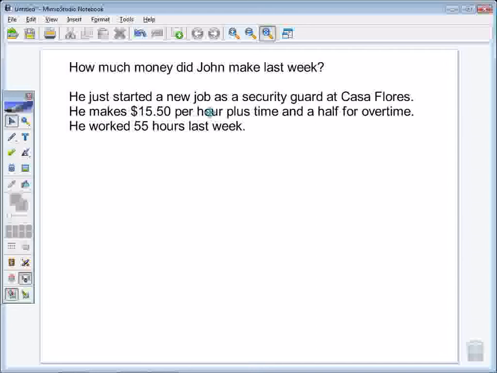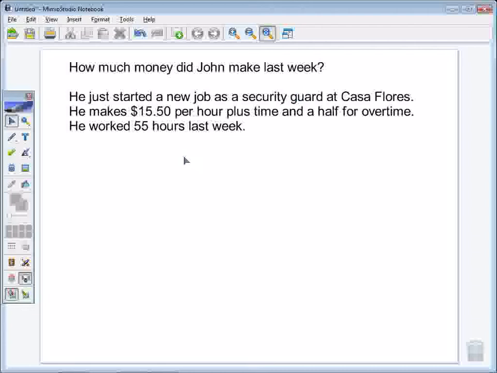Well, he just started a new job as a security guard at the restaurant Casa Flores. He works in the parking lot to make sure no one breaks into your car. He earns $15.50 per hour. Plus, he gets time and a half for overtime. He worked 55 hours last week. How much money did John make?